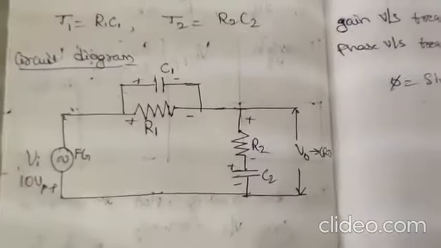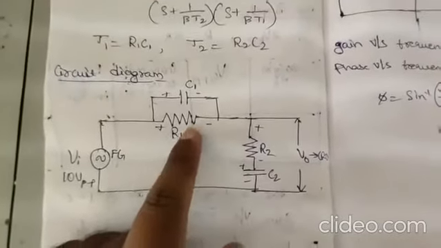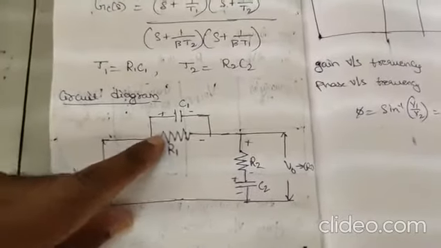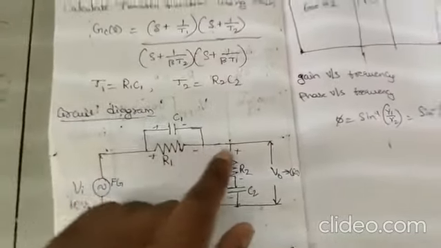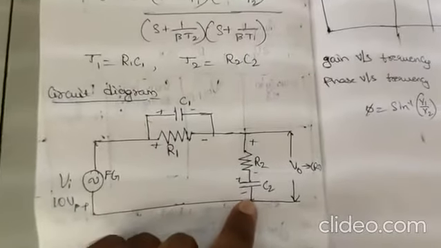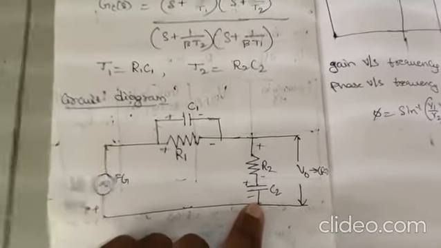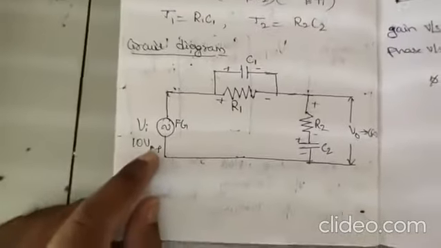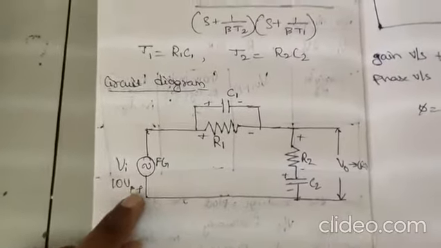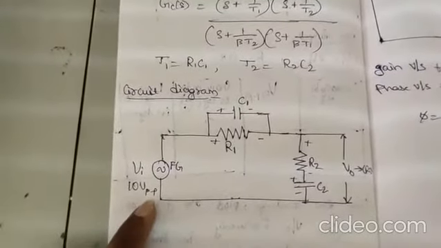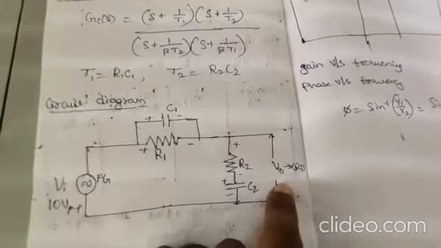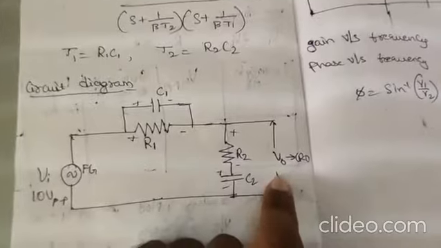This is the circuit diagram in which the capacitor C1 and the resistor R1 are both connected in parallel, and this circuit is connected in series with the R2 C2 series circuit. The input to this circuit is given from this function generator. A sine wave of 10 volts peak to peak is given, and the output is seen in the CRO. Now we shall go to the experimental setup.